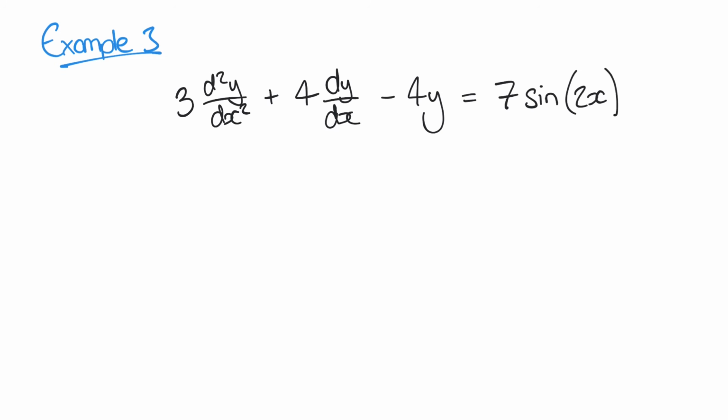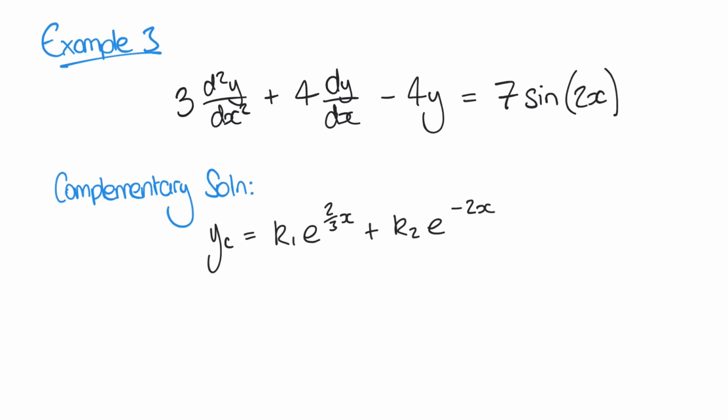Here's the third and last example for this particular video, and we have the left hand side the same again. 3d squared y by dx squared plus 4dy by dx minus 4y, this time equal to a sine function, 7 sine 2x on the right hand side. And so step 1 again for simplicity remains exactly the same. We've found the complementary solution to still be the same, k1e to the 2/3 x plus k2e to the minus 2x.